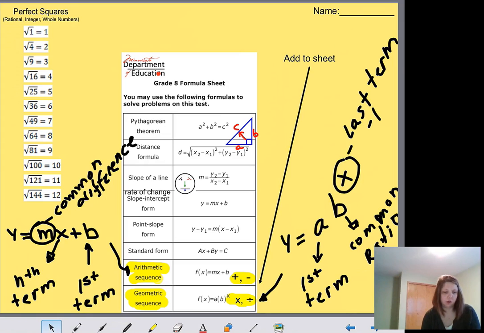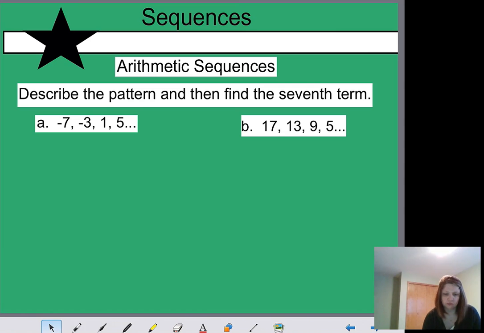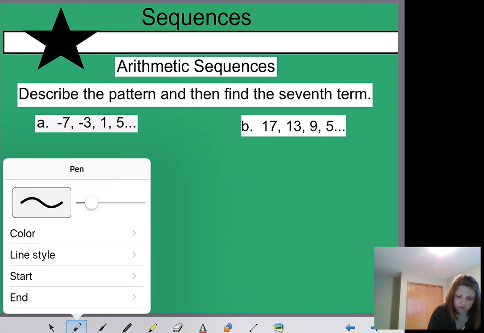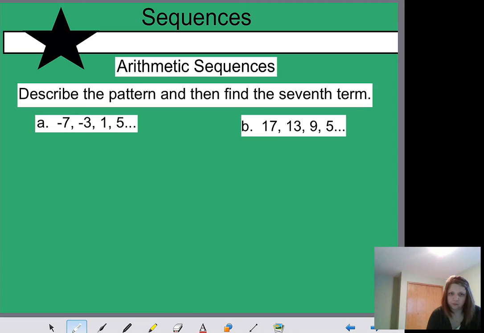Okay, so first example, talking about sequences, and we have an arithmetic sequence. Describe the pattern and then find the seventh term. I want you to look through the pattern of those numbers, and tell me, if I have -7, then -3, then 1, then 5, how do I get from -7 to -3? How do we get from -3 to 1, and how do we get from 1 to 5? Are we adding, subtracting, multiplying, or dividing?